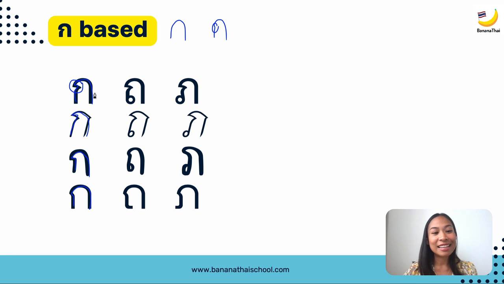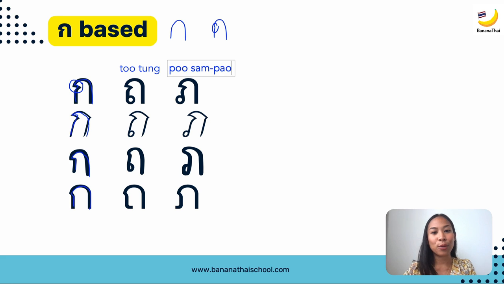Gokai is also the main key for other consonants as well. Many other consonants also look similar to gokai. For example, this one, ka. This one is tho, tung. This one looks like gokai, but with the head. This one is paw.